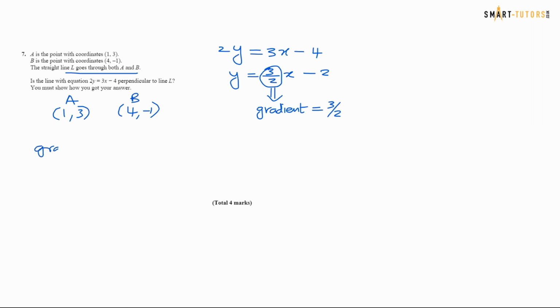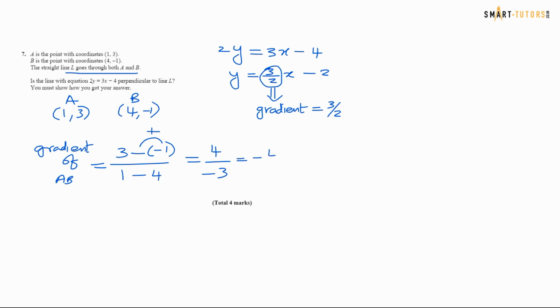So gradient of AB is the difference of y, which is 3 minus -1, over 1 minus 4. So 3 minus -1: minus times minus becomes plus. So 3 plus 1 is 4. 1 minus 4 is minus 3. So the answer is minus 4 over 3. So this gradient is minus 4 over 3. The gradient of the other line is 3 over 2.